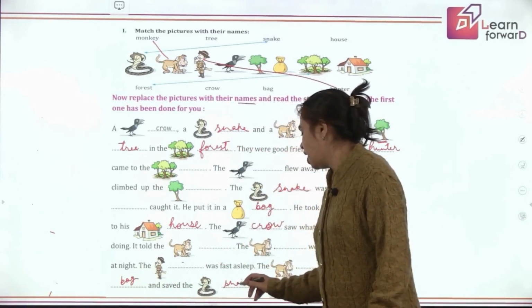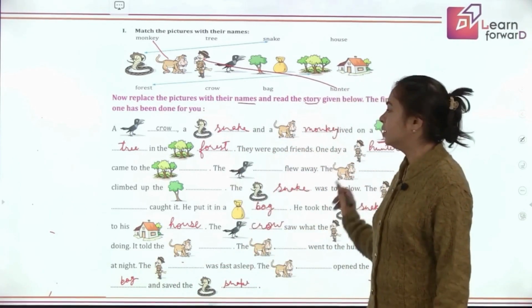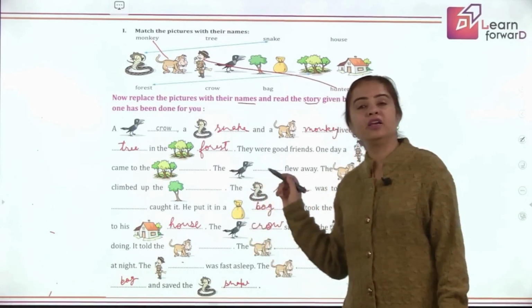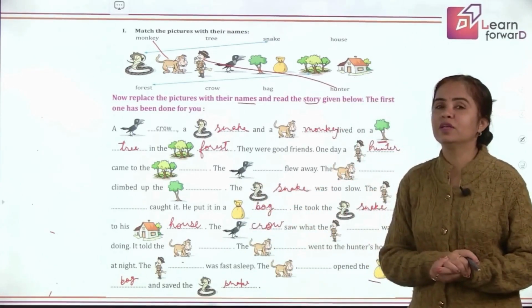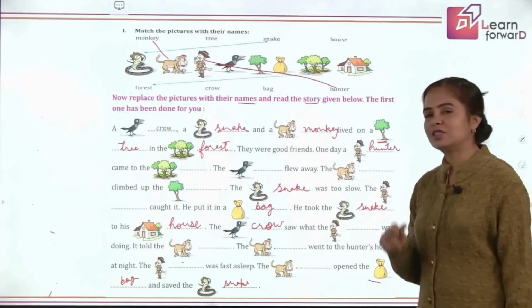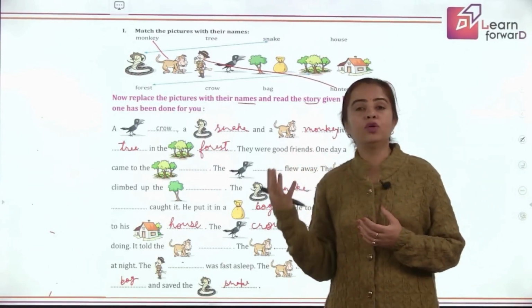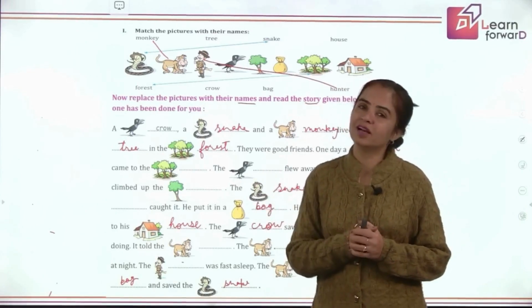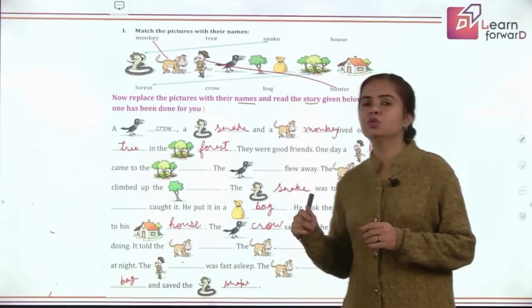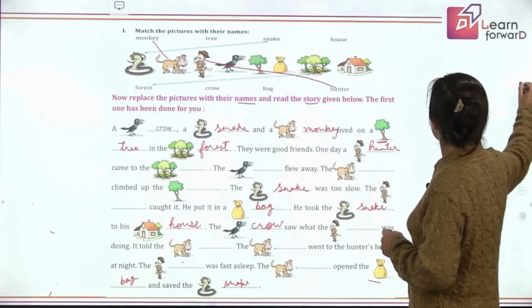So this is how you will just complete the other words here by identifying the pictures, and you are going to complete the story. So this is how the three friends were there and two of them helped to save the third one. So this is true friendship actually.